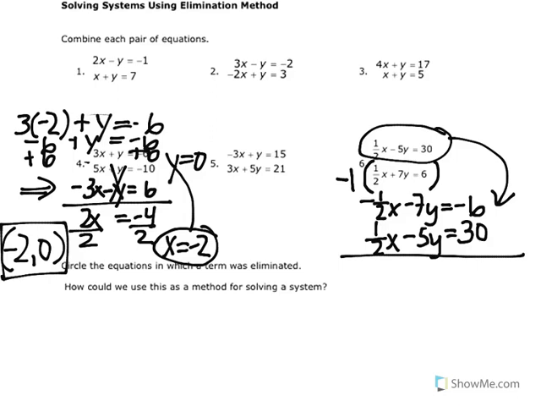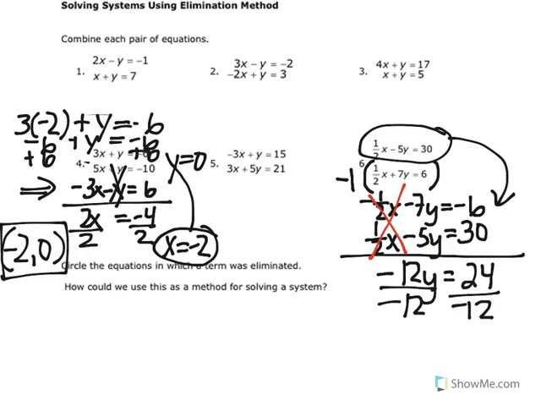When we do that, the x's cancel out. Negative 7y minus 5y is going to be negative 12y. And negative 6 plus 30 is positive 24. So divide by negative 12, and y equals -2. And now that I know that y equals -2, I can plug that back in to one of the other equations. How about we do it in the first equation?